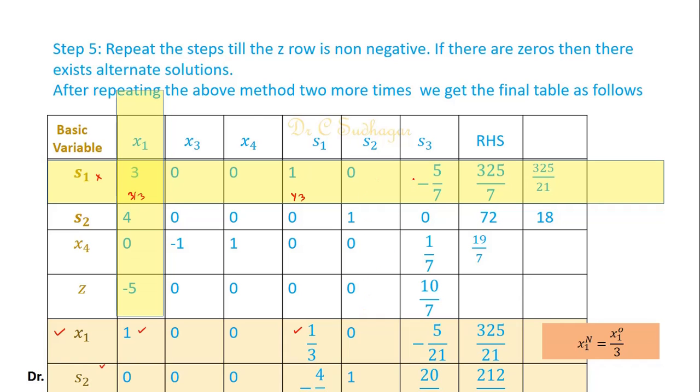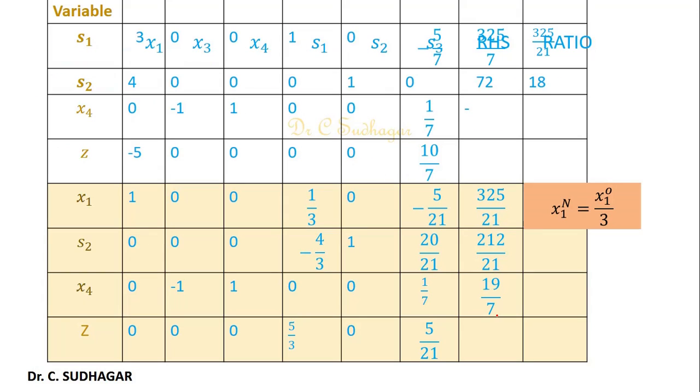0 minus 5 by 7 divided by 3. Okay, so that is minus 5 by 7 divided by 3, which is minus 5 by 21. 325 by 7 divided by 3 is 325 by 21. So we are filling it up here. The same we are going to apply for the next two rows also. Okay, so X1 is done like this, and S2.